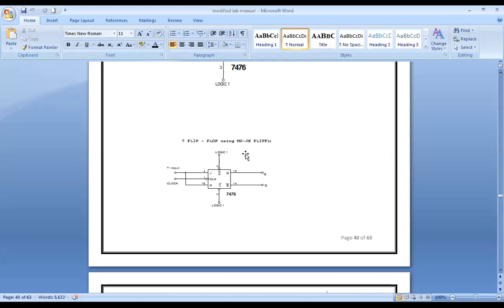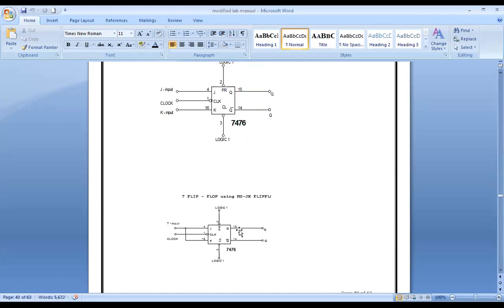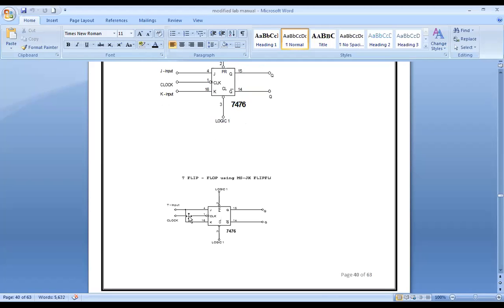Similarly, your T flip-flop, just like how I showed you, J and K both are shorted. We can use the same IC, 7476, and we can short J and K and that becomes our T flip-flop. So in T flip-flop, what's the speciality? Whenever the value of T is 1, then the output is changed. If it is 0, then it becomes 1.